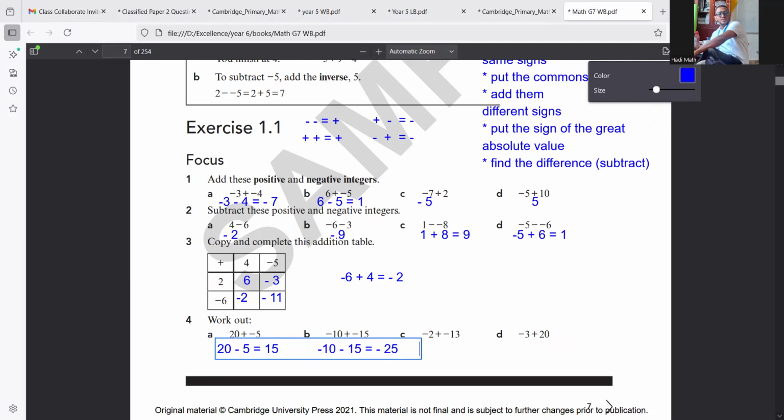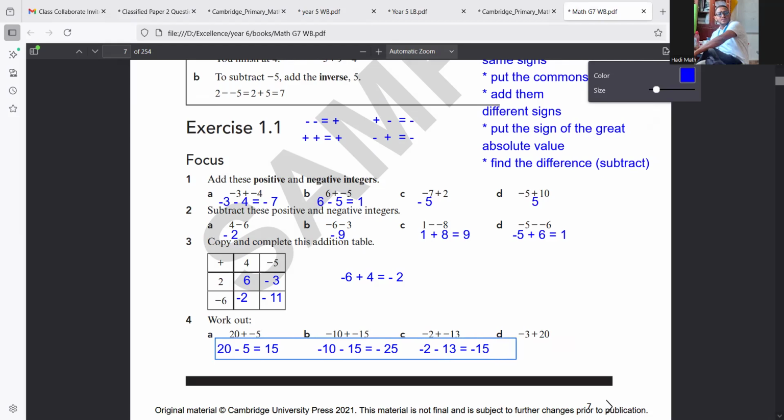Go to this question, negative 2 plus negative 13. 2 is negative. Then you have plus and minus. You change them to one sign, which is minus, and 13. Then the 2 is negative and 13 is negative. You put the negative sign and you add them. It gives you what? Negative 15.